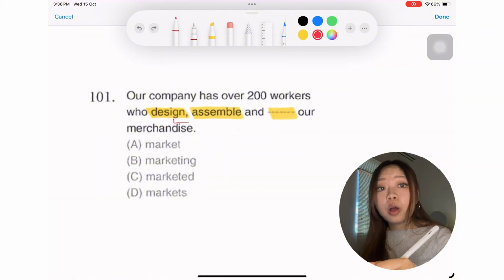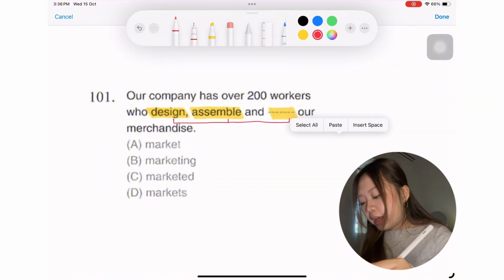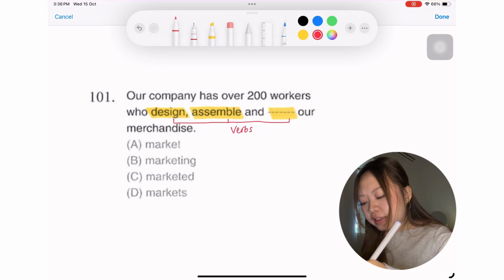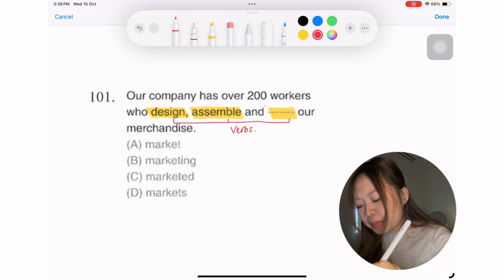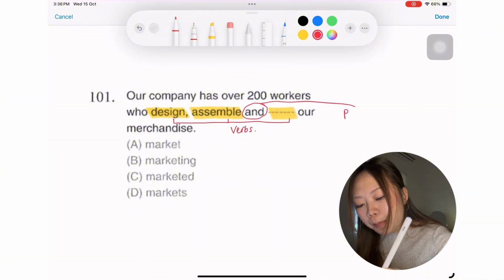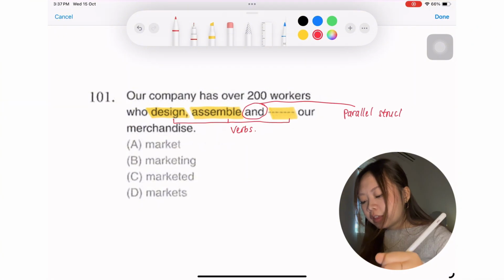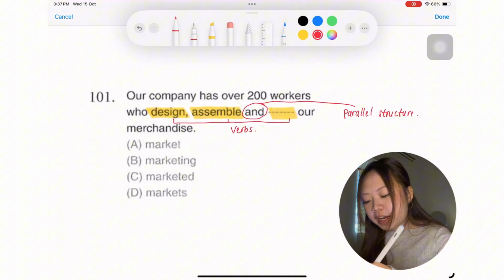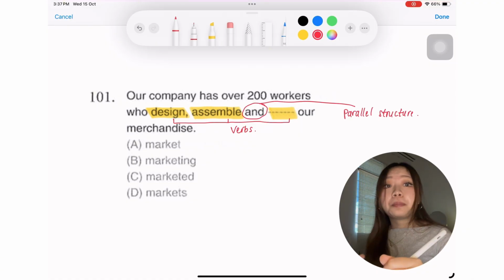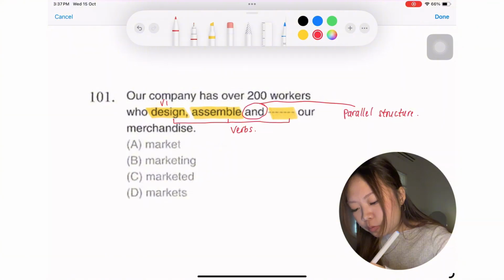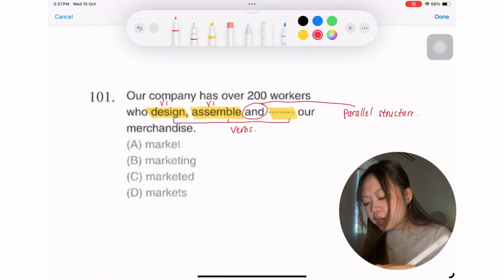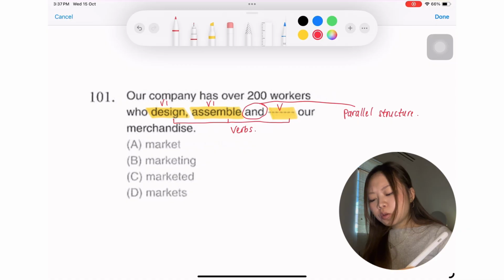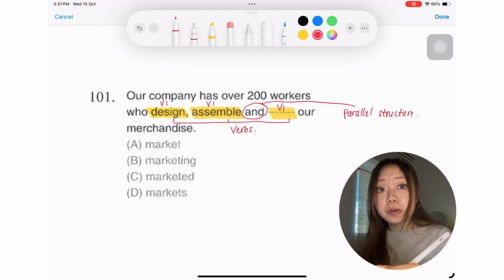These are all verbs. In English, when verbs are connected with and, they must all be in the same form. That rule is called parallel structure. Now, what form are design and assemble? Both are base verbs, verb 1, without s, ed, or ing. So, the last one must also be in the same form to keep the sentence parallel.